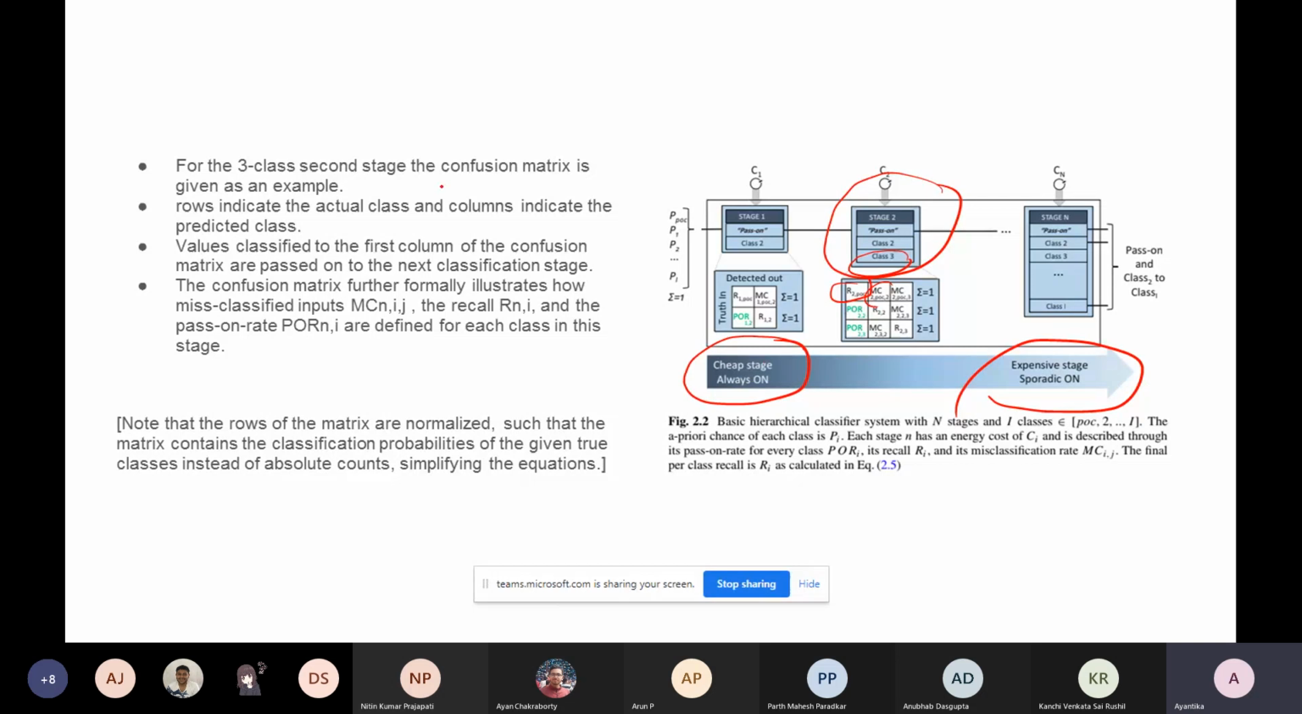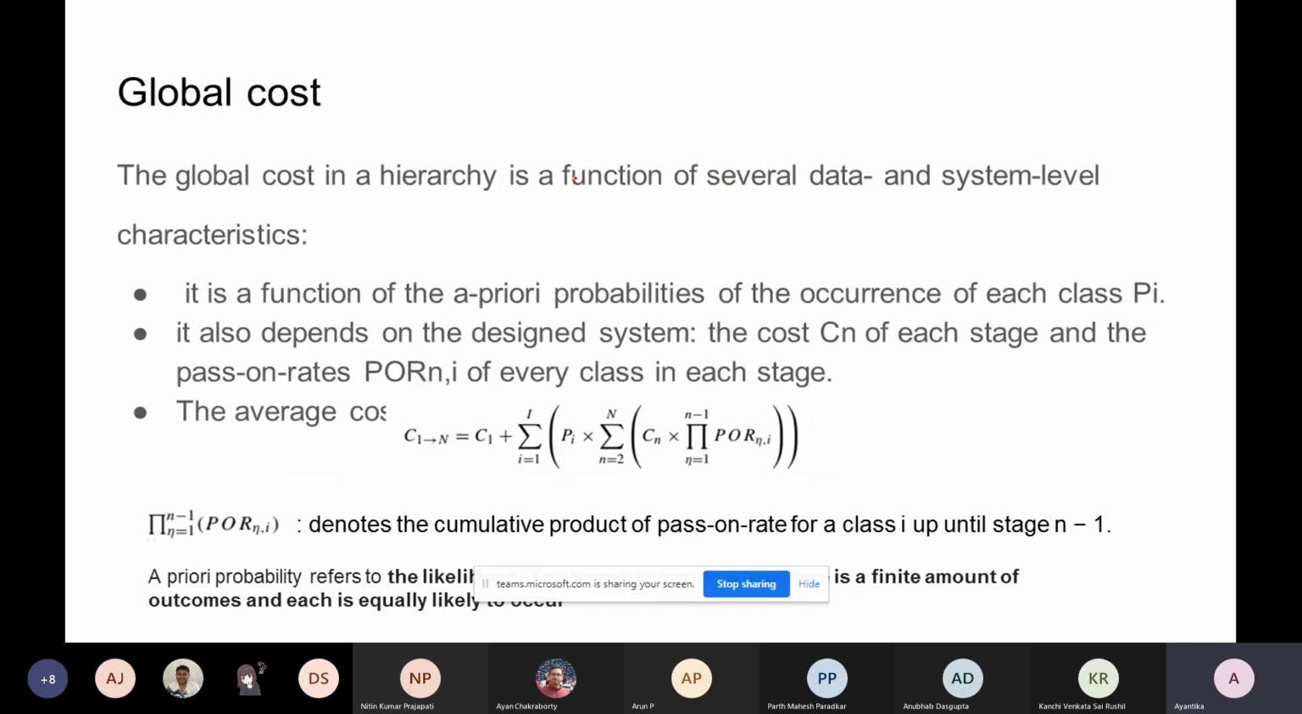This we term as the confusion matrix, and based on that, we actually check what will be the value of our recalls and misclassifications for a given amount of energy. Okay. So based on that, we can compute this total global cost. This global cost, you will see, is the cost for the first wake up stage. That is, in general, not dependent on the pass on rate. So we have kept it separately.